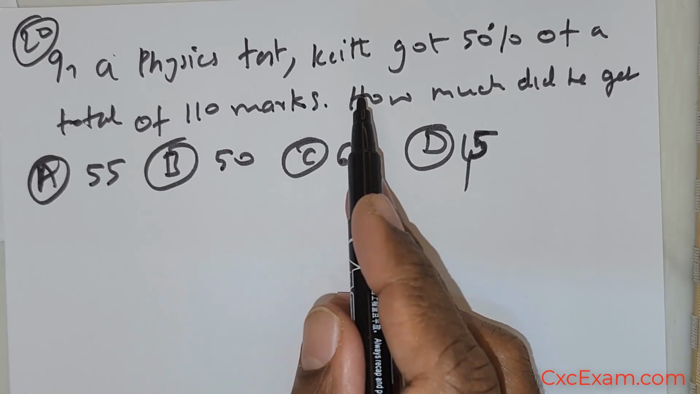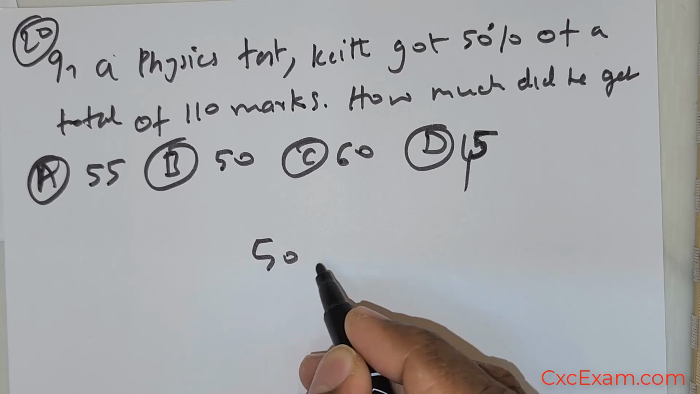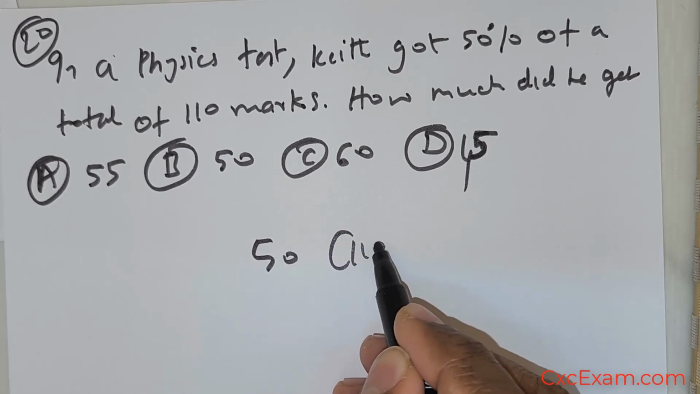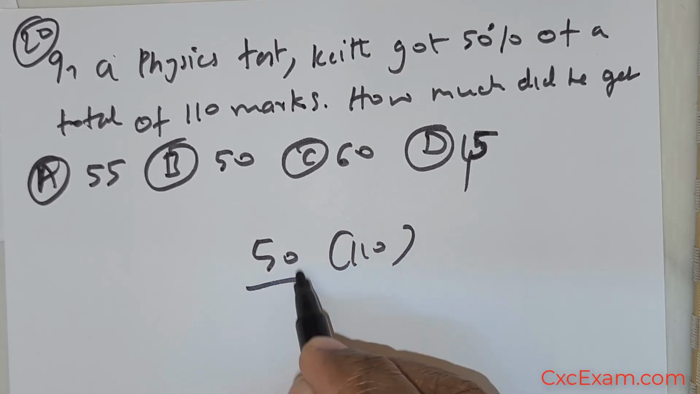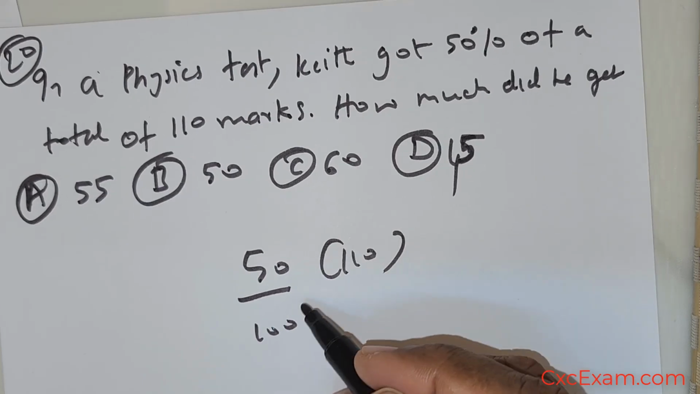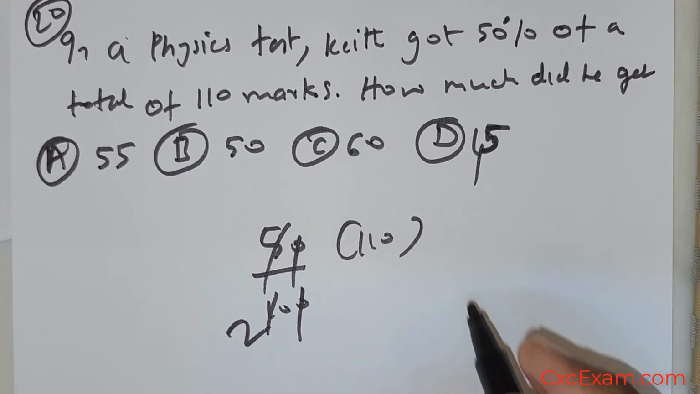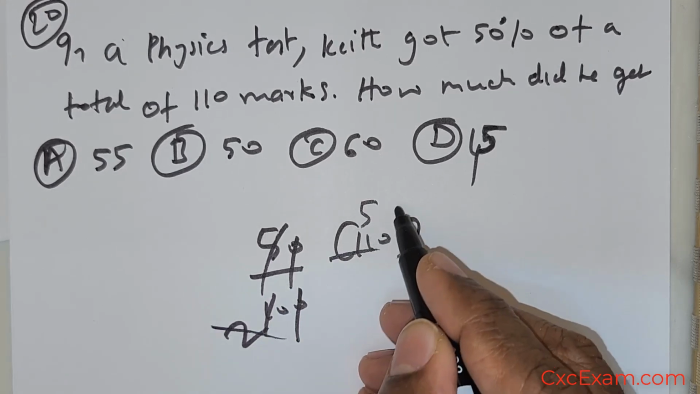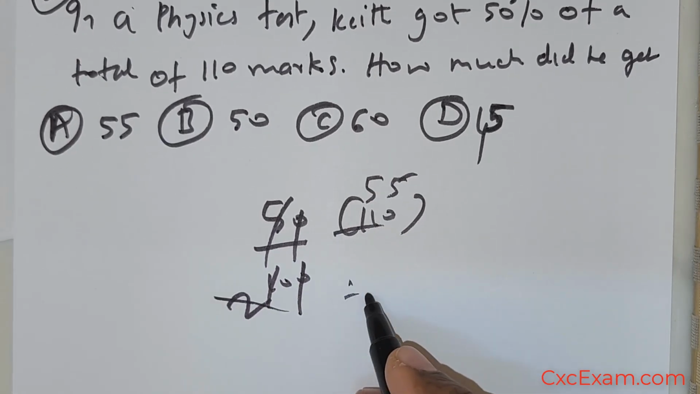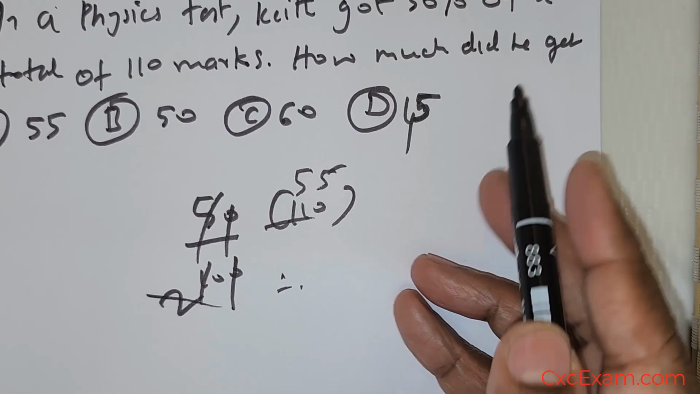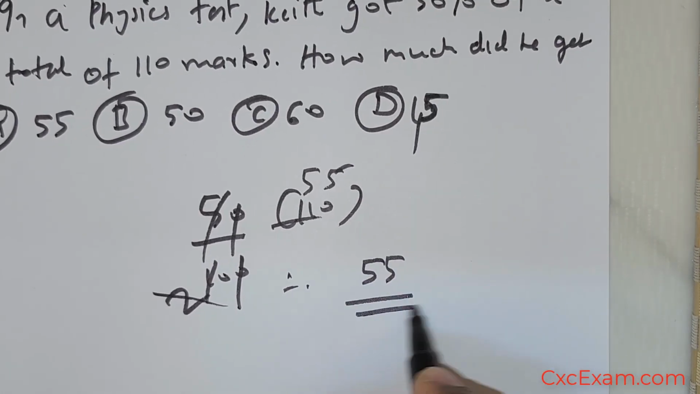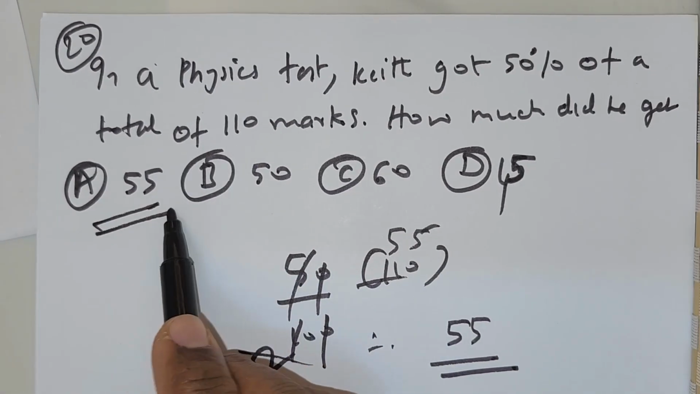Okay, so in a physics test, Keith gets 50% of 110 marks. So the meaning is 50 over 100 of 110. So you reduce this, 5 divides here 2 times, 2 divides here 5 times and another 5. So therefore, how much did he get? He got 55. So this is the right choice for this solution.